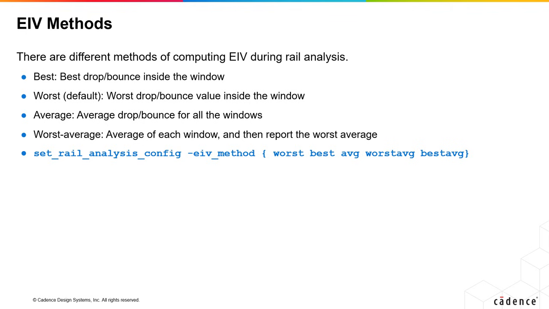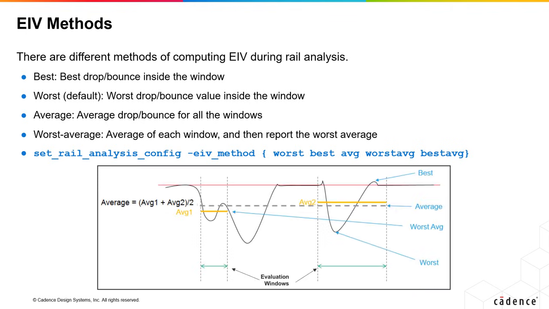EIV_method within the set rail analysis config command allows different methods of computing EIV during rail analysis. It allows you to write out the best, worst, or average effective instance voltage between power and ground nets. The worst average EIV method computes the average instance voltage during each evaluation window, defined by the -EIV eval window parameter, and reports the worst average instance voltage out of all the windows, as shown in the given figure. The best and worst evaluation mechanisms give the best and worst drop value respectively inside the window, while the average one gives the average drop for all the windows.